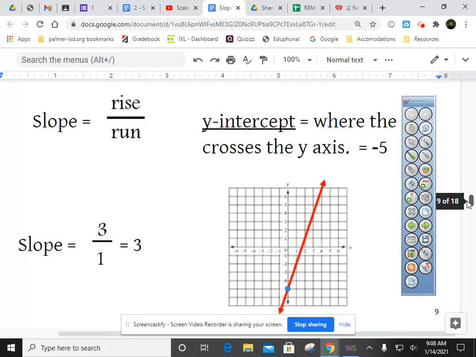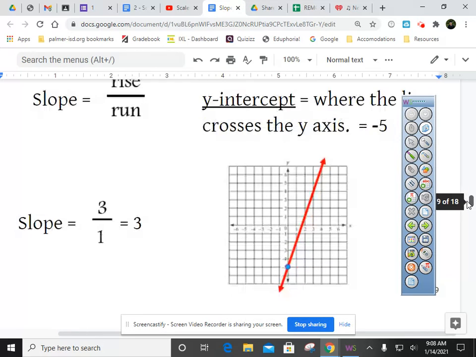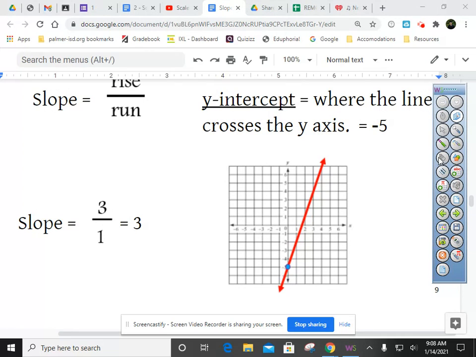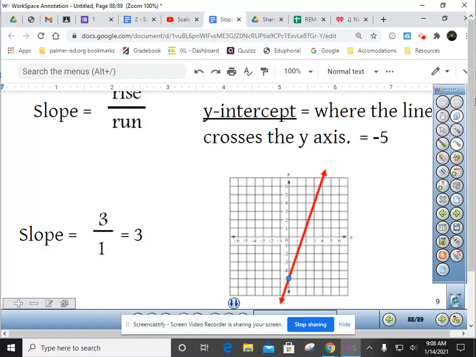So slope equals rise over run. The y-intercept is where the line crosses the y-axis. So remember we were doing all those coordinate planes yesterday and the lines would cross the y-axis? Yeah, the y is what we are concerned about. So we're going to go through this one right here and I'm going to kind of show you what I've done.